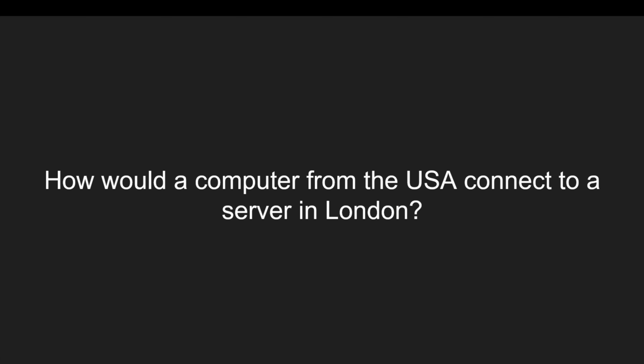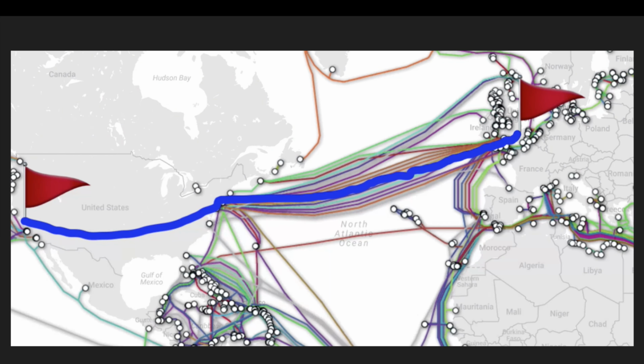But how would a computer from the USA connect to a server in London? Well, here's a perfect image. We're in the USA, which is a client, and then the servers in London. Well, we're first gonna have to send the request all the way through the internet backbone to London, and then it's gonna get sent all the way back to us in the USA. Well, all this happens in milliseconds.